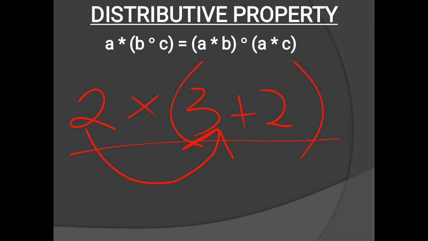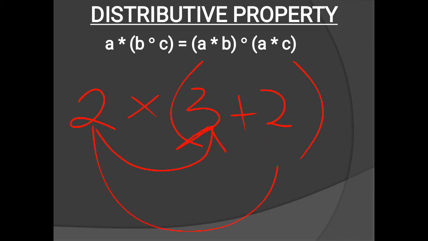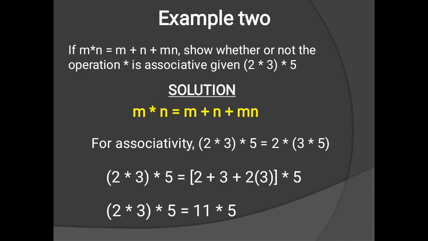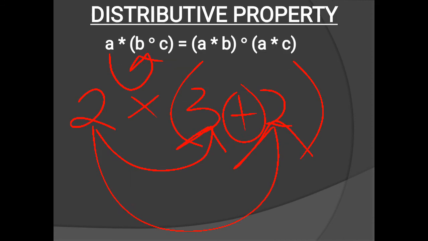Okay, so the one outside multiplies both ones inside, not forgetting our addition sign. So A multiplies B. Because the operation sign is over here, I'm using multiplication. That side is always multiplication. I've gone back. Okay, good.